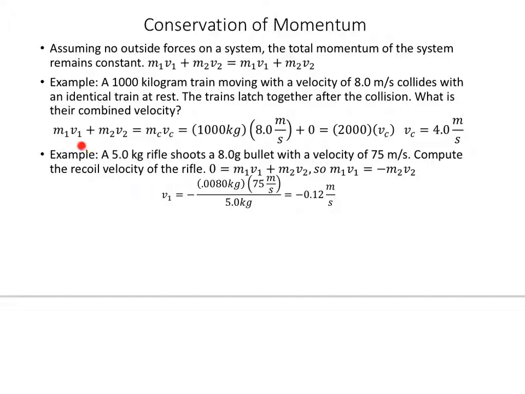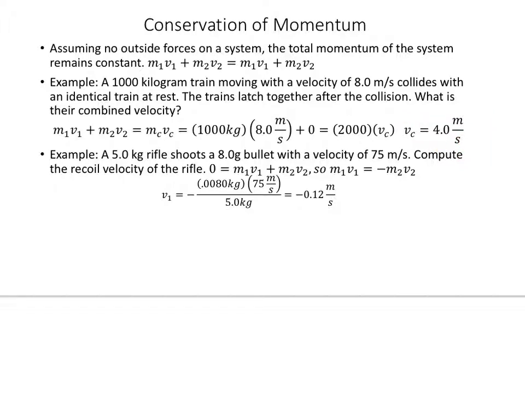So the momentum of train 1: its mass is 1,000 kilograms times 8 meters per second. Momentum of train 2, well, that's 0 because that train is at rest. After they collide, the trains latch together, so essentially we just have one mass, the sum of the two individual trains. That's 2,000 kilograms times the velocity of the combined train, which is what we want to solve for. So we solve for VC, and that comes out to be 4 meters per second.